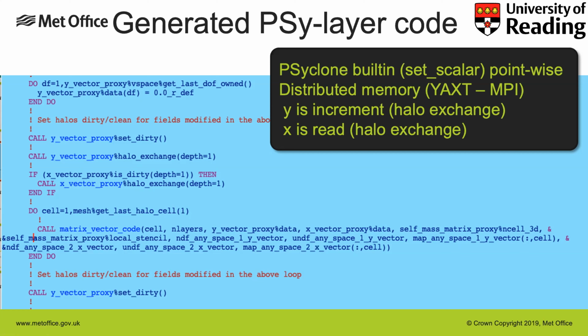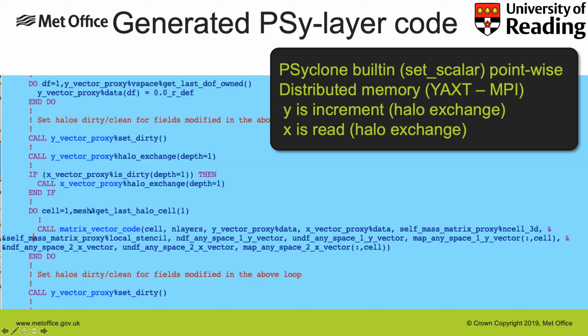Okay, having done that, it's then going to go through and look at the data access descriptors we saw in the previous slide, and it says, okay, I'm going to increment y and I'm going to read from x. So I better have both those halos up to date before I do that, so I need to trigger some halo exchanges. Then it knows what looping it's going to do.